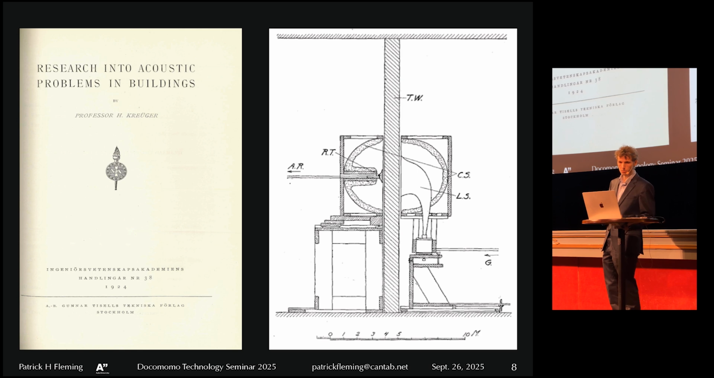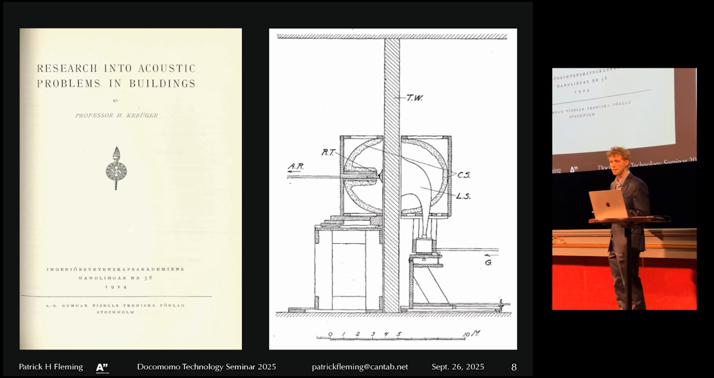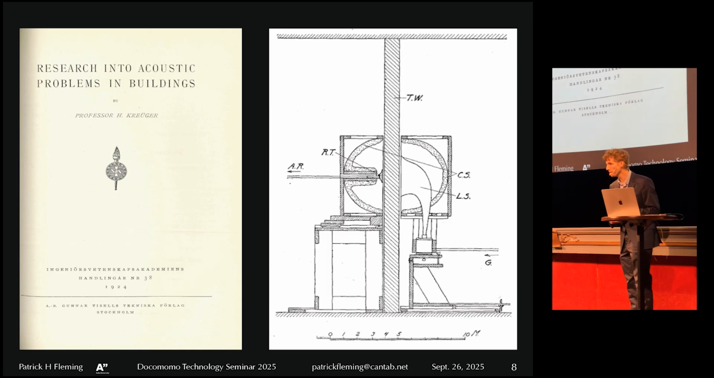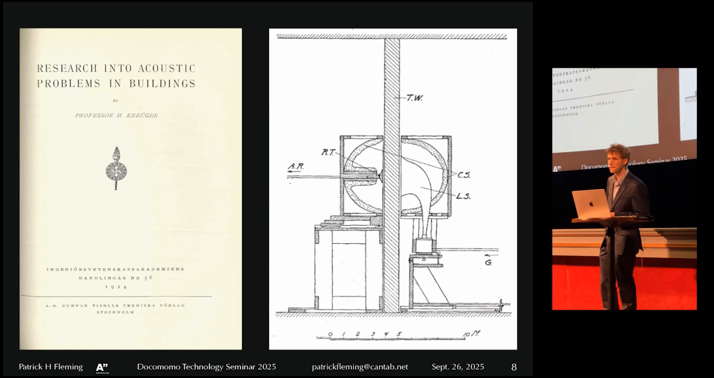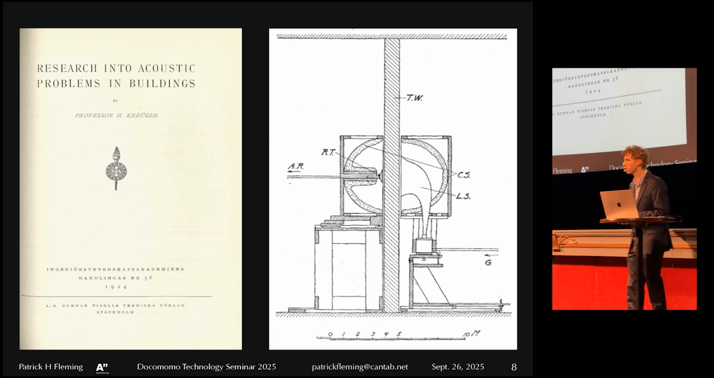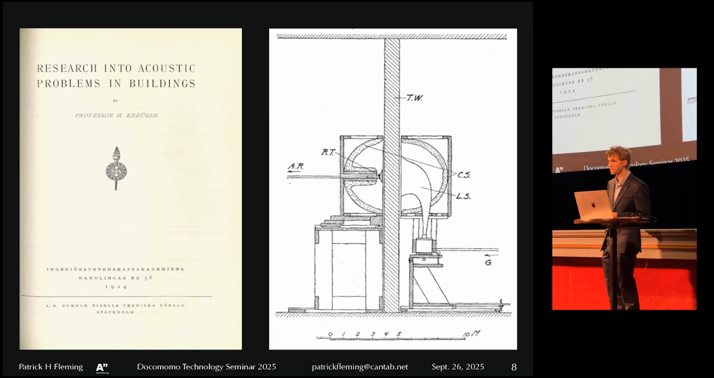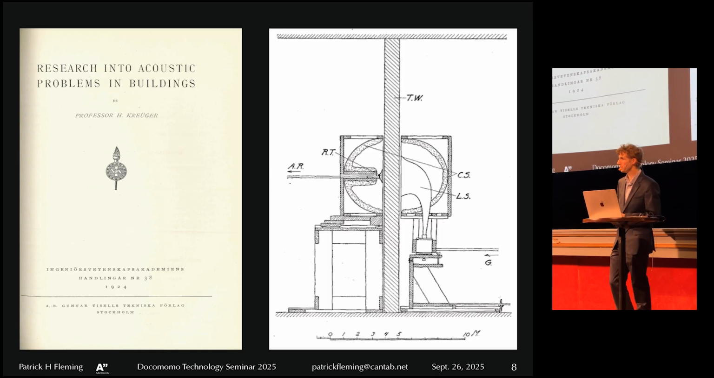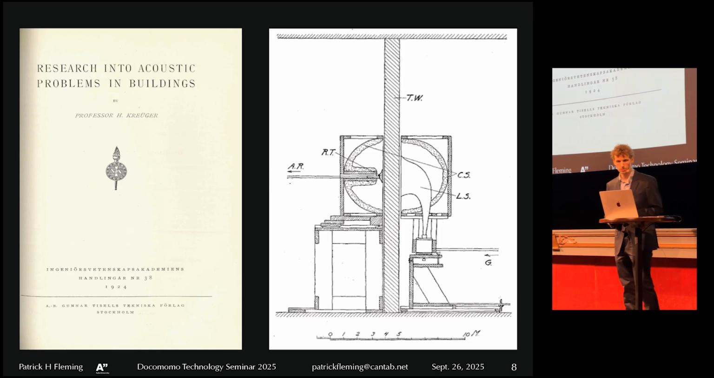And here in Sweden, the main leading person conducting these acoustic experiments was Henrik Kruger. He was a professor at KTH, and he's really known as a structural engineer who was a pioneer in reinforced concrete. He also served on the library committee, and his engineering firm was responsible for many of the engineering plans, the structural plans of the library.